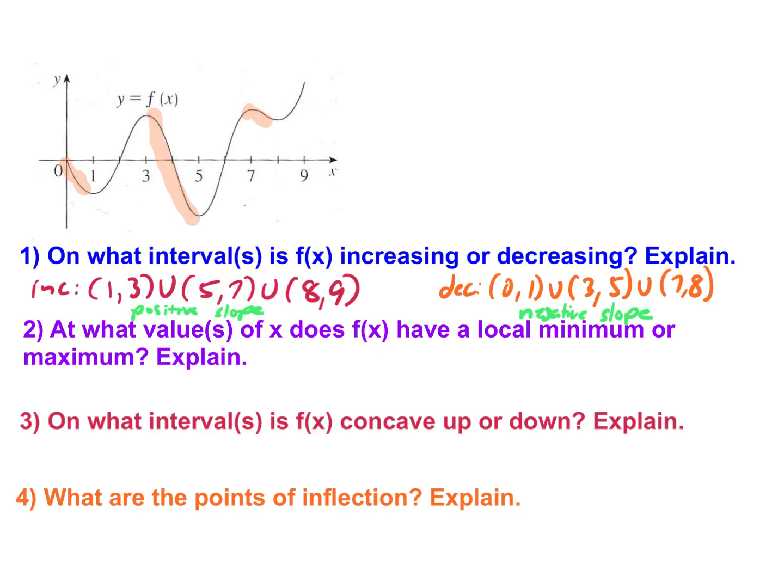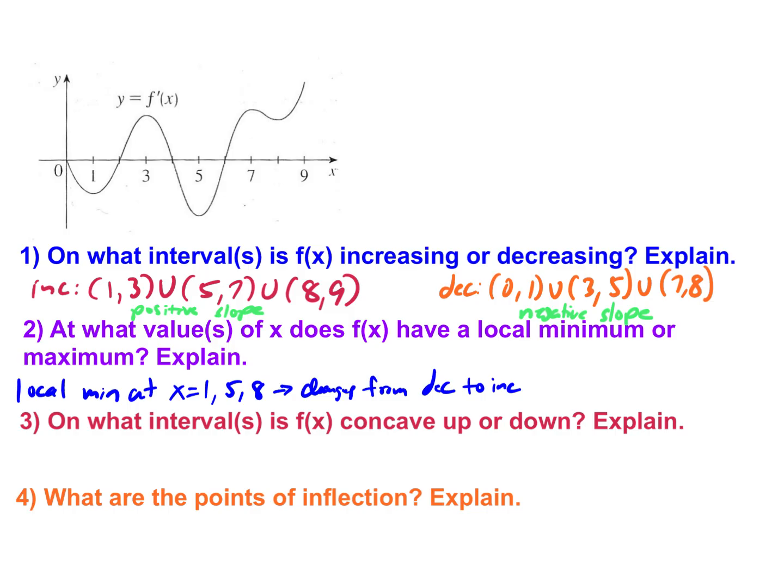On what values of x does f of x have a local minimum or maximum? Well, we can see where the minimums are. How many local minimums do you see? How many local max do you see? 2. How about 9? 9 can't be one because there's not stuff on both sides. And it said to explain. So local min at 1, 5, and 8 for x.